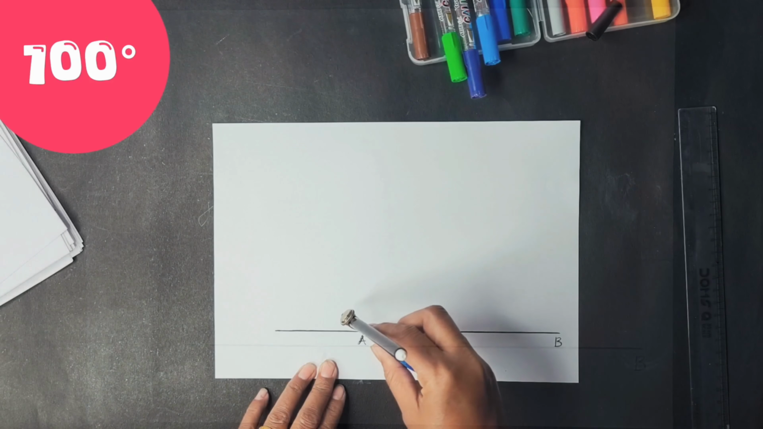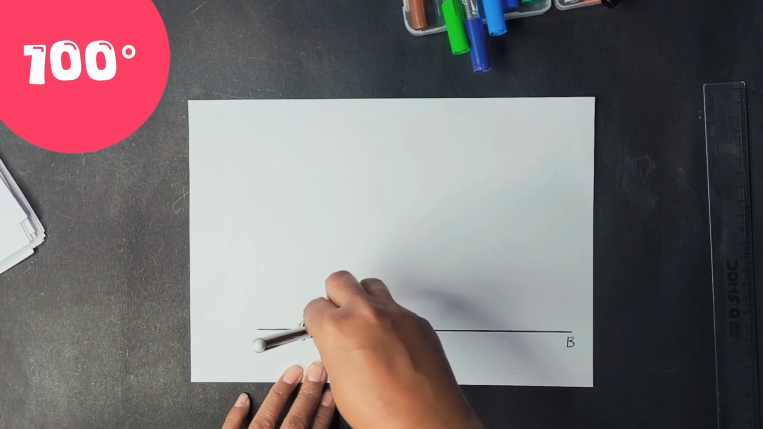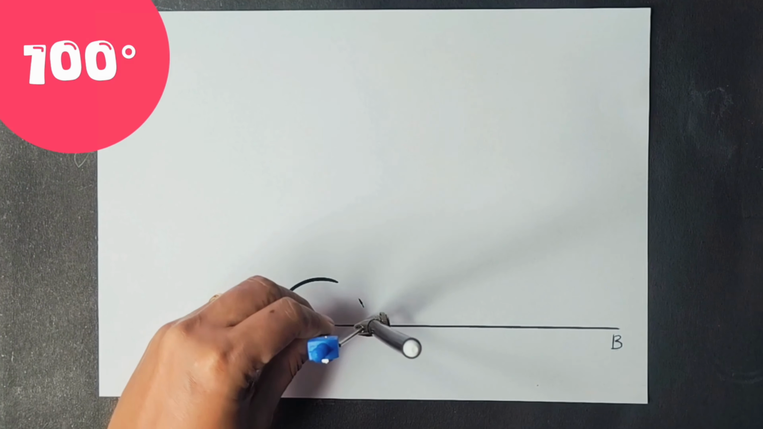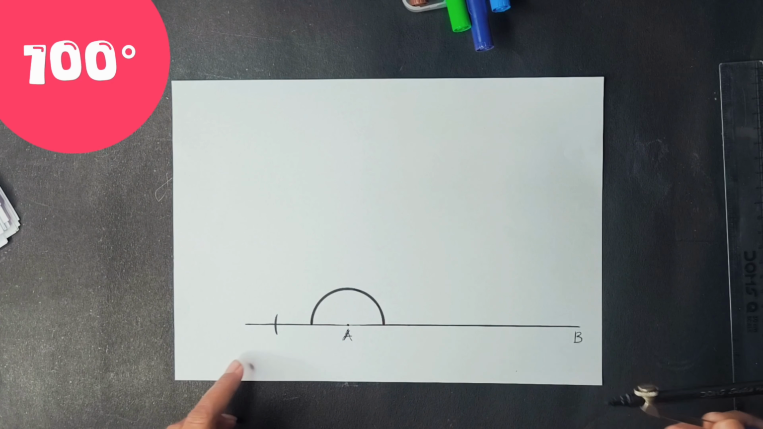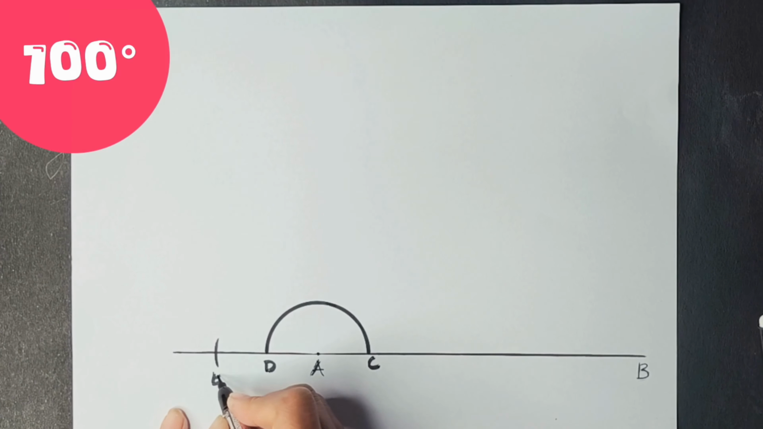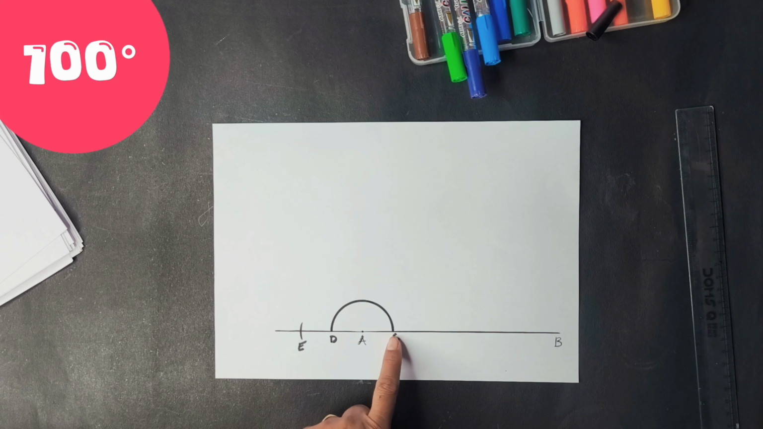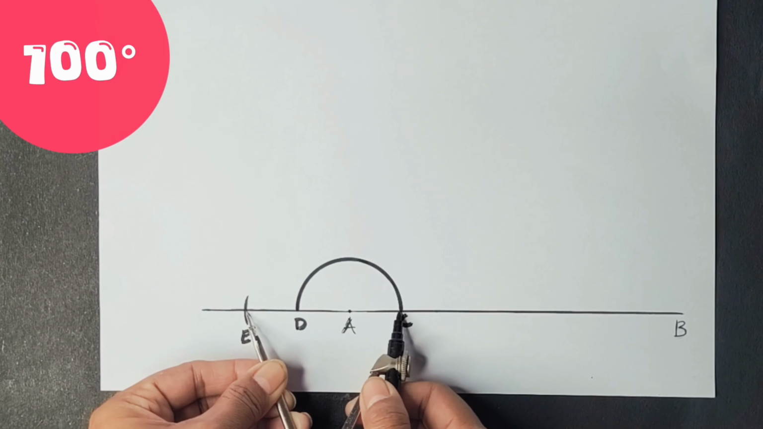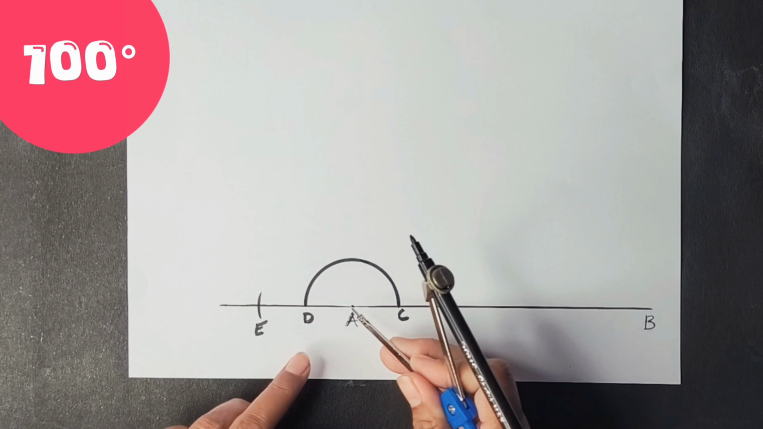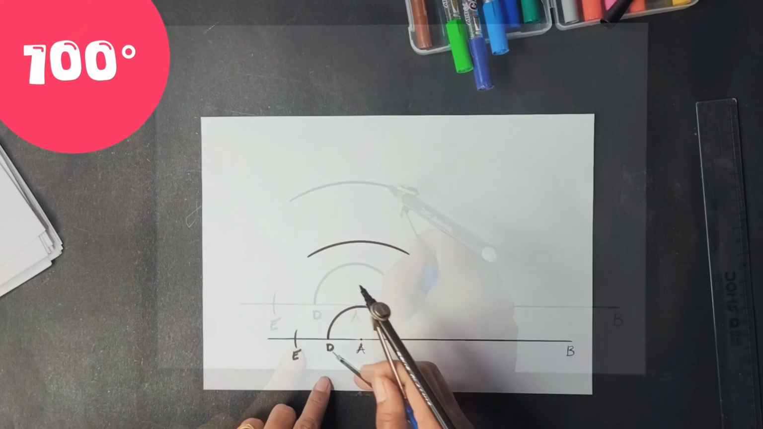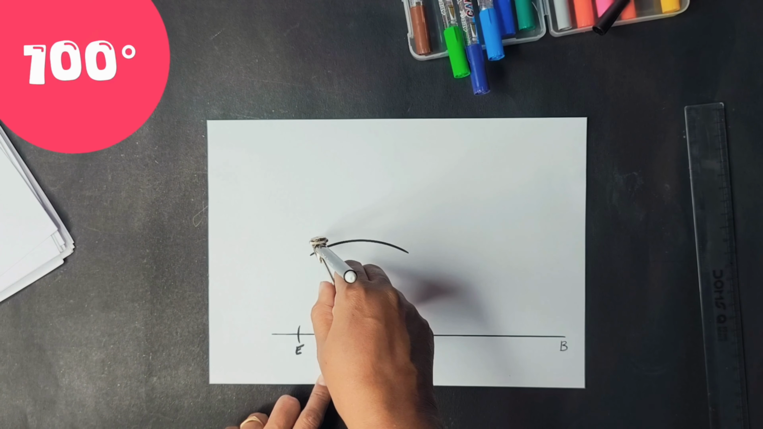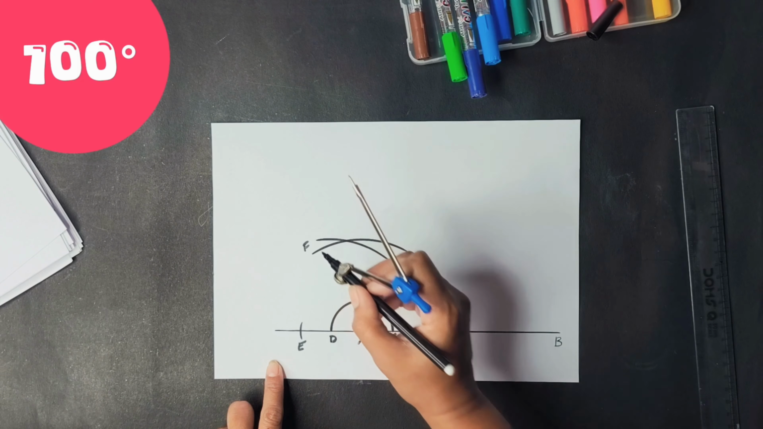After this, adjust the compass to a suitable length and using this point A as the center, cut an arc as shown here. Next, without changing the length of the compass and using this point as its center, cut an arc. Next, we need to adjust the compass to the distance between these 2 points. And using point A as center, cut an arc as shown here. After this, without changing the length of the compass needles and using this point as a center, cut an arc.